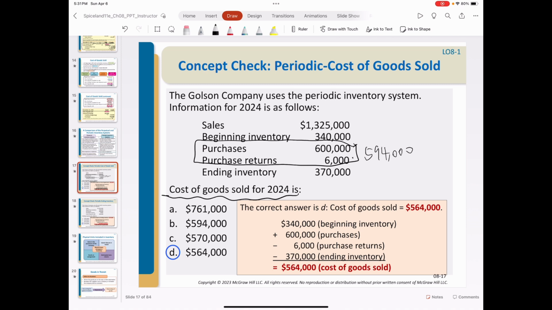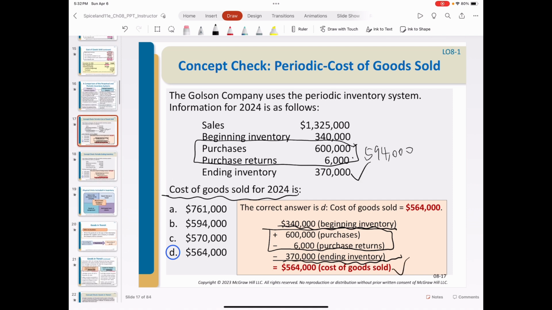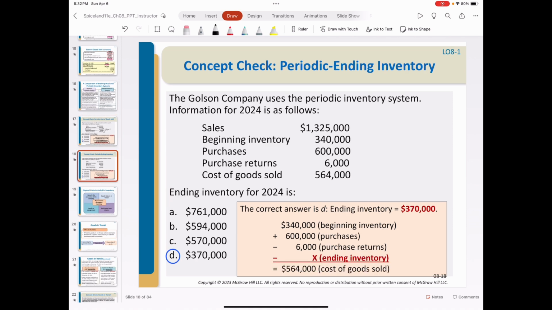Then we use the beginning balance of inventory plus the net purchase. That's goods available for sale. And subtract ending balance of inventory, which was given. We can have a cost of sales. Another one is we are given the cost of sales. We are asked to calculate ending balance of inventory.